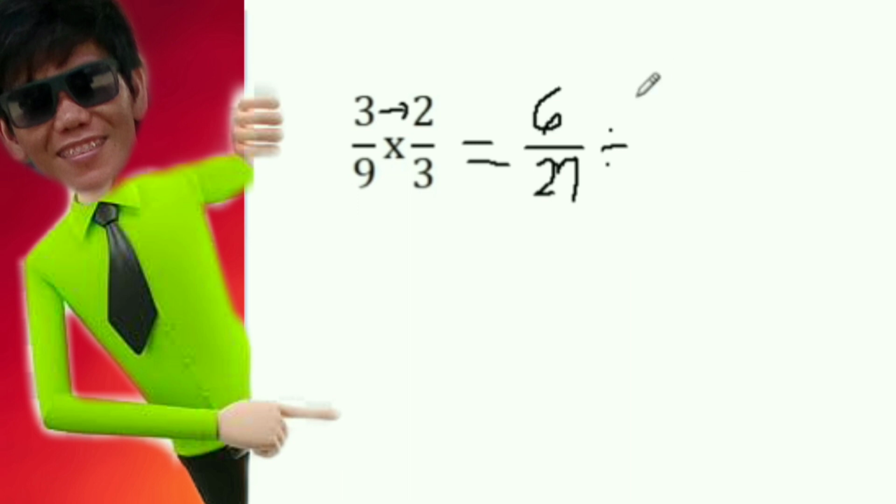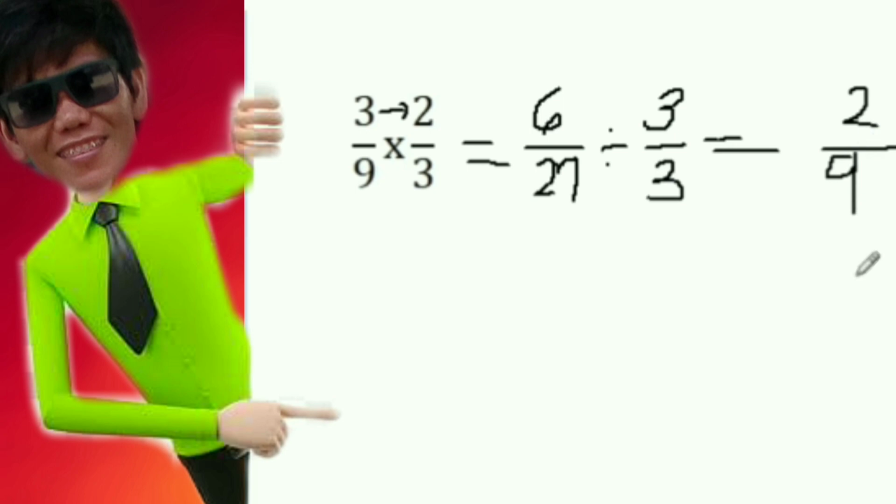So what is the greatest common factor ng 6 and 27? So 3 is the greatest common factor of the two numbers. So divide mo silang dalawa by 3. So 6 divided by 3 is 2, then 27 divided by 3 is 9. So 2/9 is the answer.